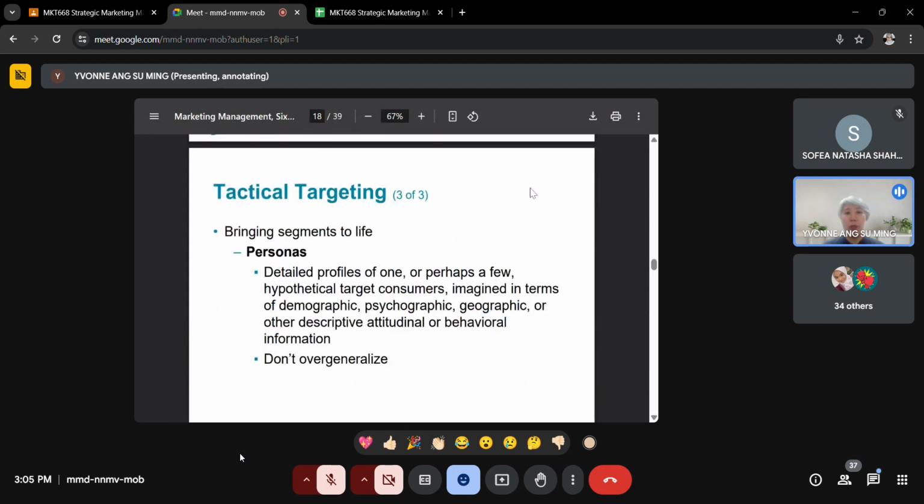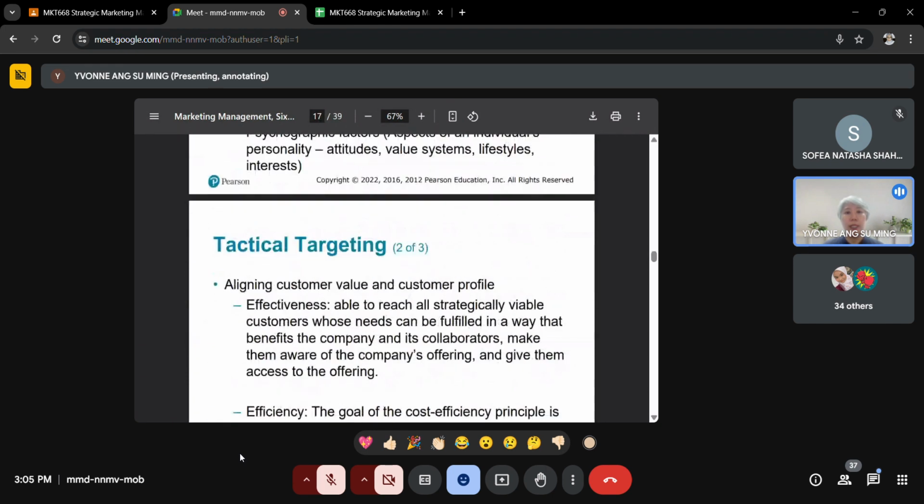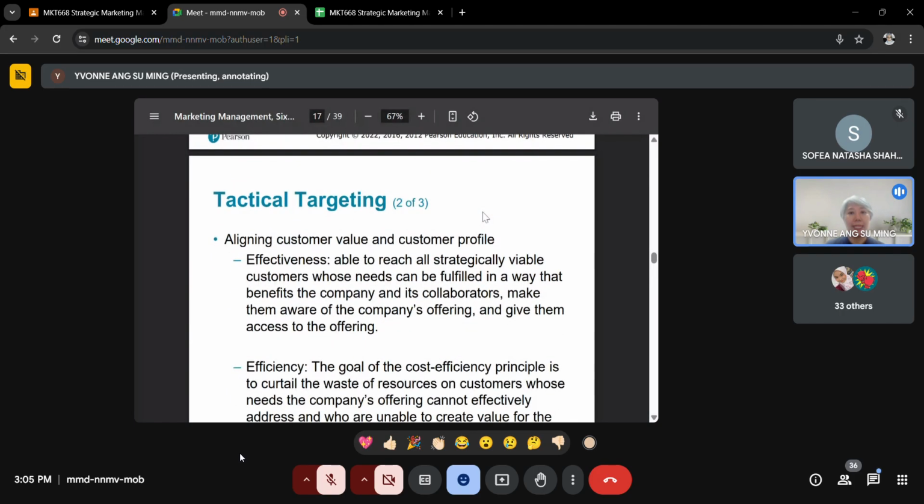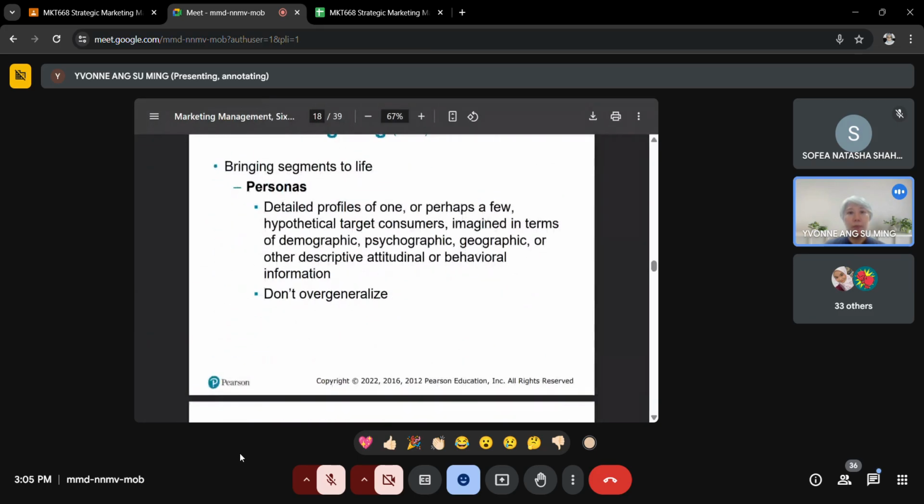Okay, so once kita dah tahu yang kita boleh collect information ni ataupun dapatkan information ni untuk build dia punya customer profile. Bila kita build customer profile tu ataupun segment tersebut, we can represent that segment by using a persona. Okay, kita dah ada segment tu. So let's say segment A tu, dia akan ada persona dia sendiri. Segment B, dia akan ada persona dia sendiri.